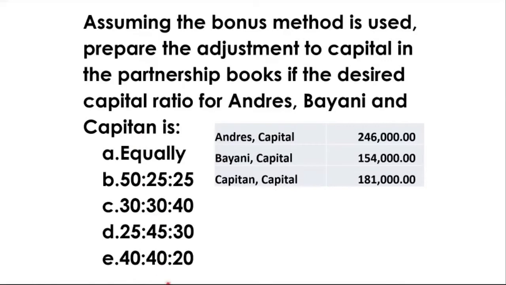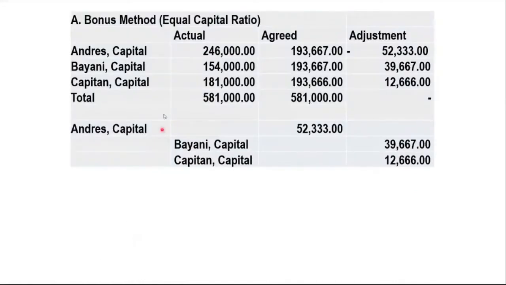So that's what we will do here. Alright, so let us have the first example. So just remember, these are our capital balances: 246, 154, and 181. This is just the basic method, no? This is the basic method first of our bonus process. There is a more complicated portion of it, but that's okay, we can handle that. So let's start first with letter A. For letter A, bonus method wherein we desire equal capital ratio.